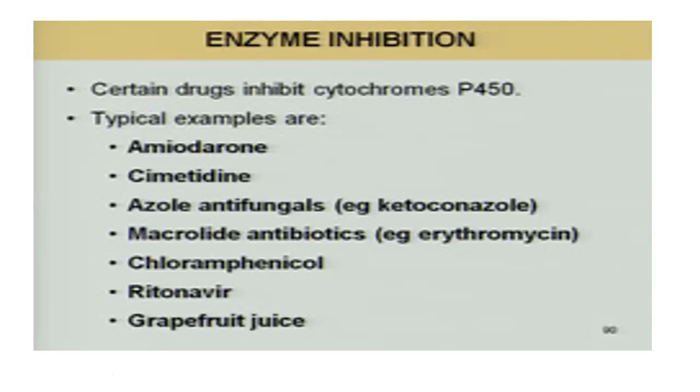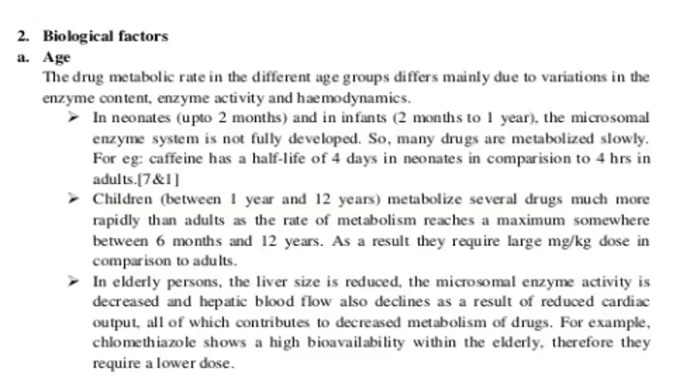Most of the drugs will undergo oxidative biotransformation in the presence of cytochrome P450. So these drugs have the capability to inhibit the cytochrome P450 enzymes. The second factor is the biological factor, that is age. The rate of drug metabolism varies in different age groups. That is mainly because of the variation in the enzyme content, the enzyme activity, and hemodynamics. When you take the age group, we can divide into newborns or infants, then adult, and old age or elderly.